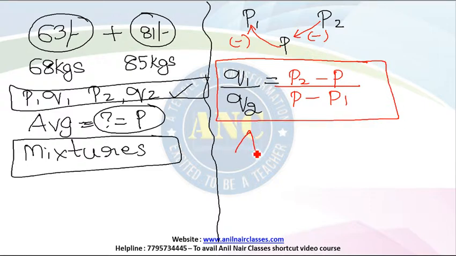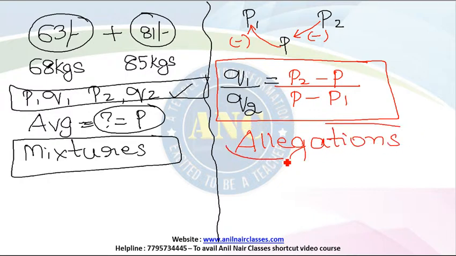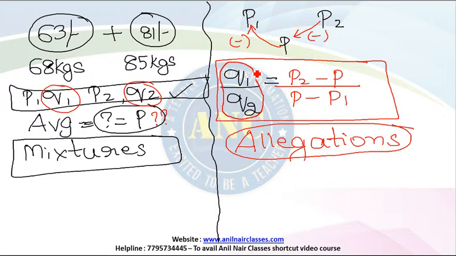That means in mixtures, prices of two parameters are given. The ratio in which the two parameters are mixed, Q1 by Q2, also will be given. You need to find the average cost price. But in alligation, prices of two parameters will be given, the average price will be given, and you need to find the ratio in which the two parameters are mixed.